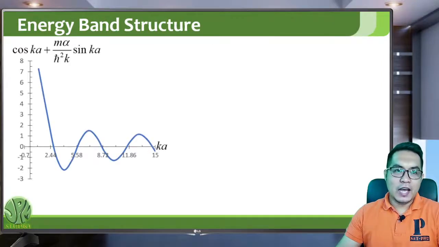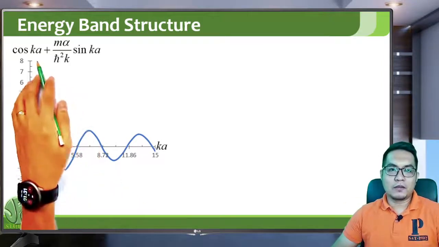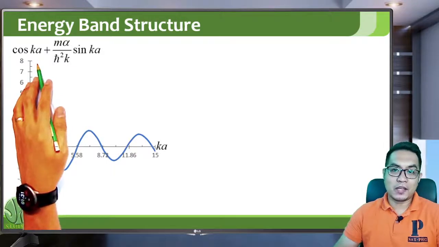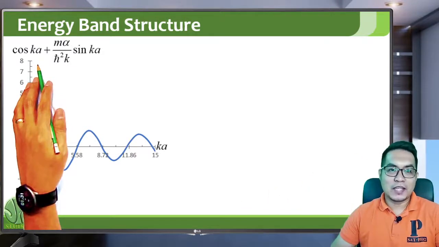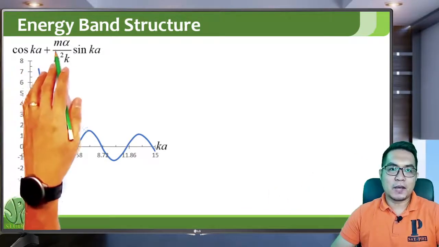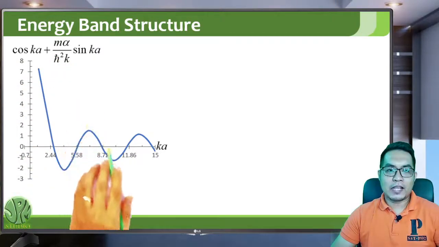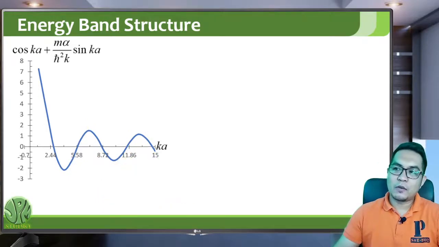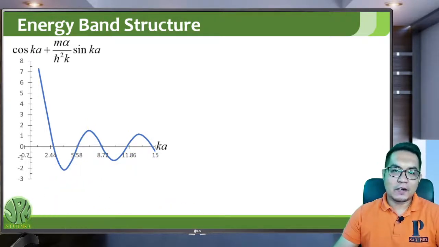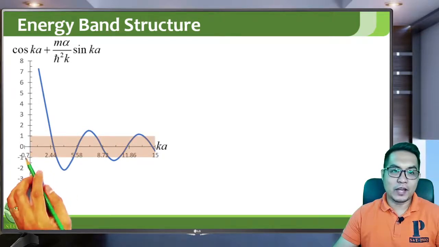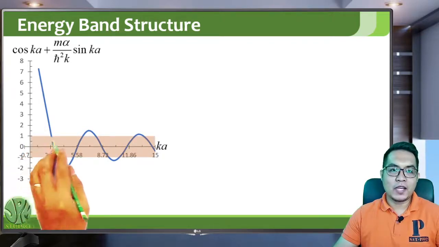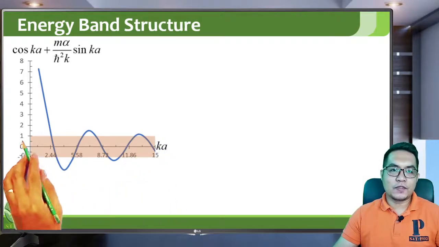So this is actually the plot of the right-hand side of our transcendental equation, cosine Ka plus m alpha over h bar k sine Ka. So it looks like a damped oscillation. Now, the left-hand side of our transcendental equation is actually a cosine function, cosine Ka, and the value of cosine is actually just from -1 to +1, meaning this is the only region that's allowed.